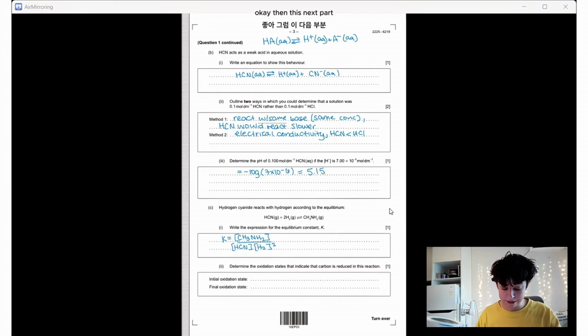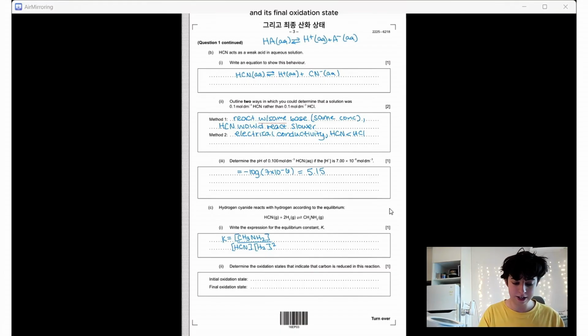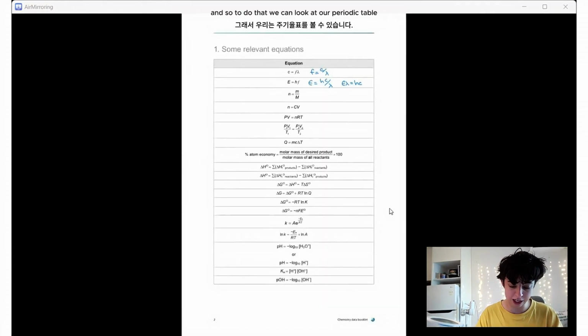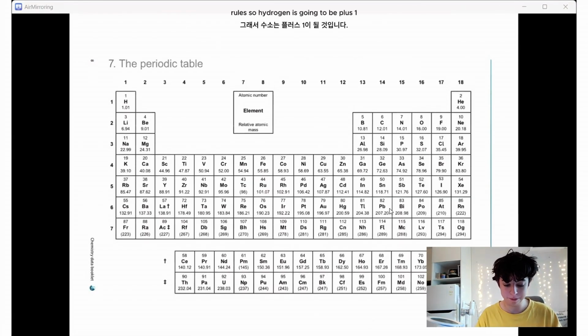Okay. Then this next part for part 2 is to determine the oxidation states that indicate that carbon is reduced in this reaction. So we need to solve for its initial oxidation state and its final oxidation state. And so in this, we have HCN. And so we can find the oxidation numbers of hydrogen and the nitrogen and then solve for carbon. And so to do that, we can look at our periodic table, which pretty much corresponds with the oxidation state rules. So hydrogen is going to be +1.